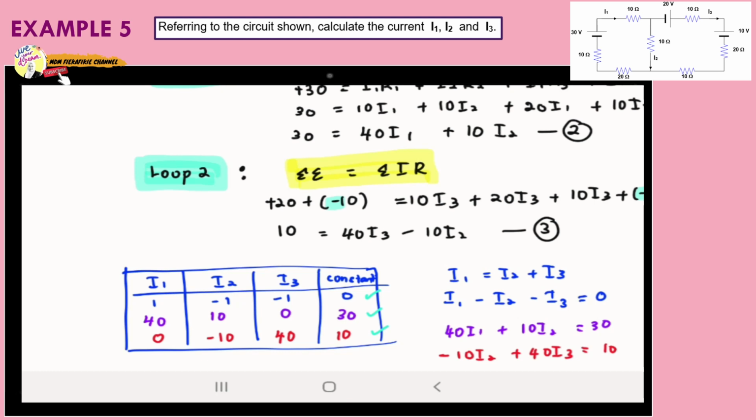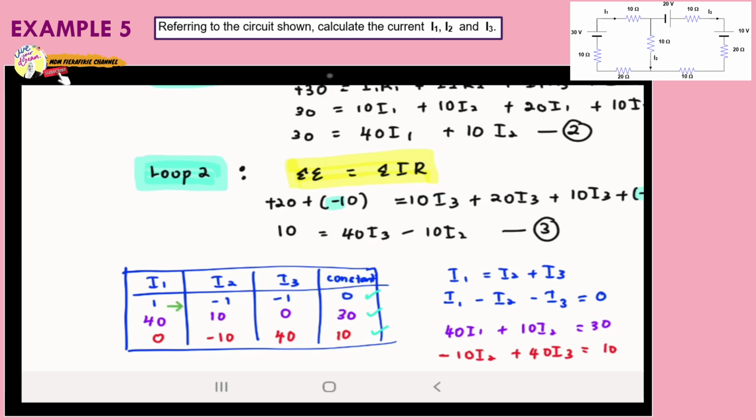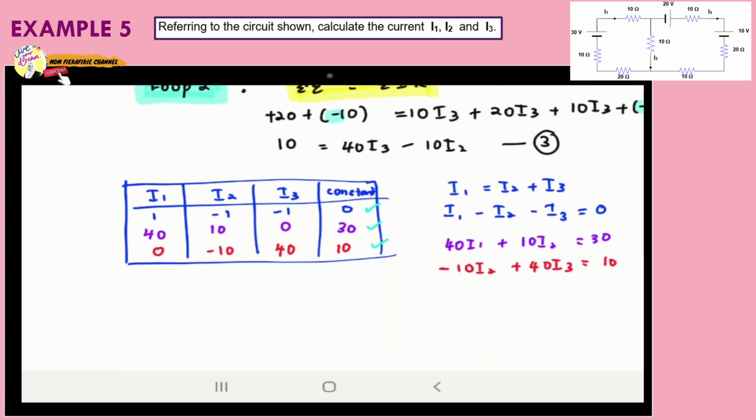Kalau guna calculator lama yang warna hitam tu, bila you pilih equation mode, mode 3, you akan nampak ada A1 and then you substitute lah. A1 is 1, B1 is negative 1, C1 is negative 1, and D is equal to 0. A2 is 40, B2 is 10, C2 is 0, and D is equal to 30. Awak masukkan semua nilai, and then you tekan enter dan enter.